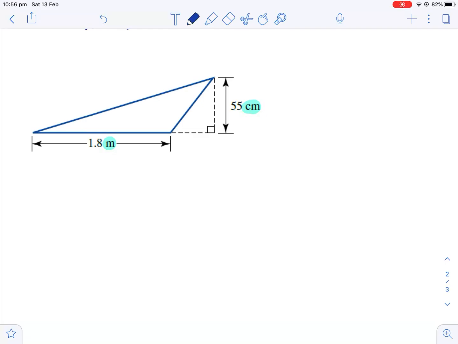So either you change this one to meters, or you change this one to centimeters. So for example, this one is going to be 0.55 meters. Okay, and this one is the height, this one is the base. Remember, the base of this triangle is 1.8, not from here to here. Do not count the extended part here. So the area of this triangle is 1/2 of the base times the height, and 1/2 times the base, which is 1.8 meters, times the height, which is 0.55.